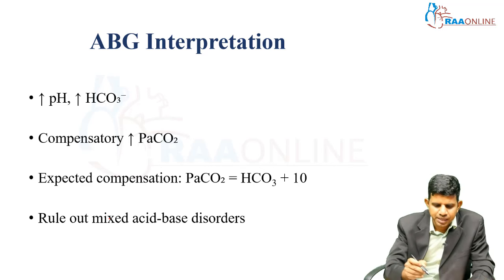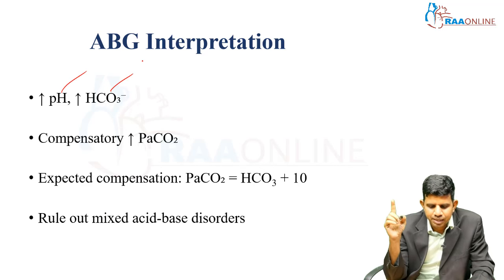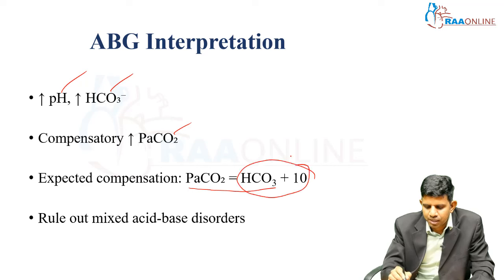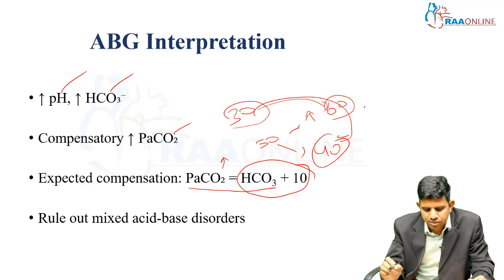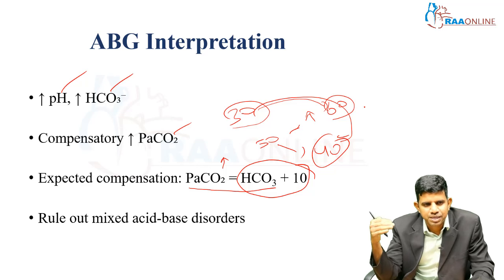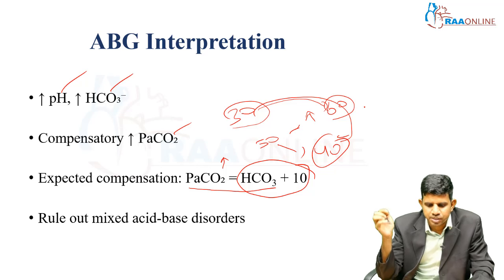So, how will you interpret the ABG? If it is alkalosis, the pH will be high, the bicarbonate will be high, and the compensatory PCO2 will be high. We already discussed the expected compensation of PCO2 is bicarbonate plus 10. For example, if the bicarbonate is 30, my PCO2 should be 50. If it is more than 50, for example 60, what does it mean? The patient has metabolic alkalosis with respiratory acidosis. If it is less than 50, for example 40, it means the patient has metabolic alkalosis with respiratory alkalosis also. So whenever the expected PCO2 response is higher or lower, you have to think that there is one more acid-base disorder there.